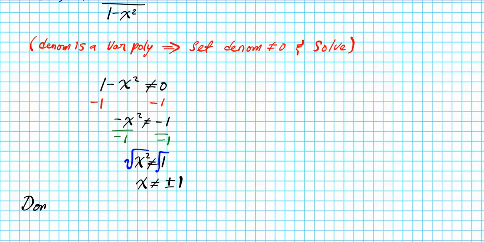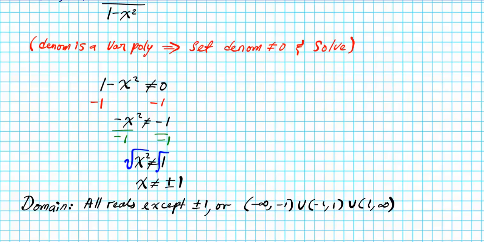All right, domain. What's the domain? In verbal form, you can say all reals except plus or minus 1. Or you can say, in interval notation, you can go from negative infinity to -1, union -1 to 1, union 1 to infinity. Okay, so it's like your number line excluding these values, 1 and -1 on your number line. All right, so this is the domain for question number 5.